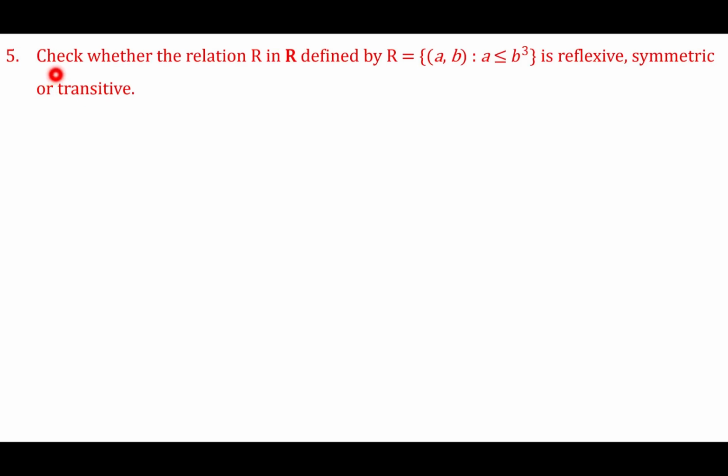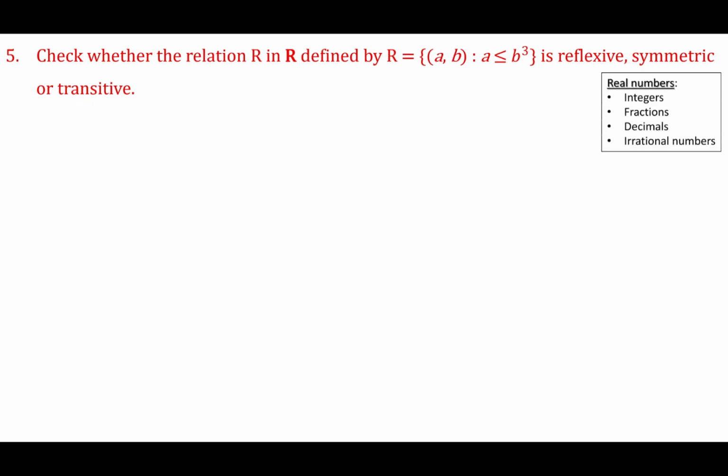Question 5. Check whether the relation R in R, here R stands for real number, defined by R equals (A, B) such that A is less than or equal to B cubed, is reflexive, symmetric or transitive. We need to check whether it is reflexive, symmetric or transitive.